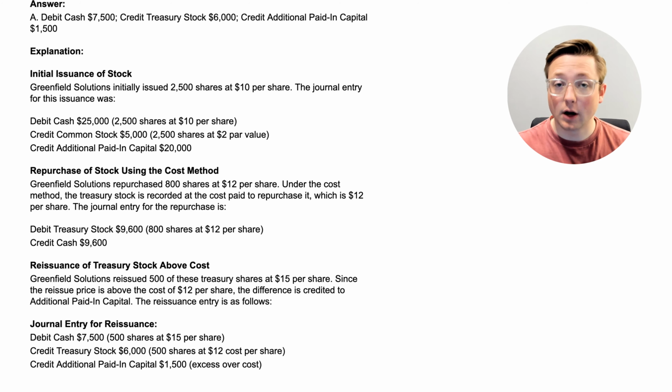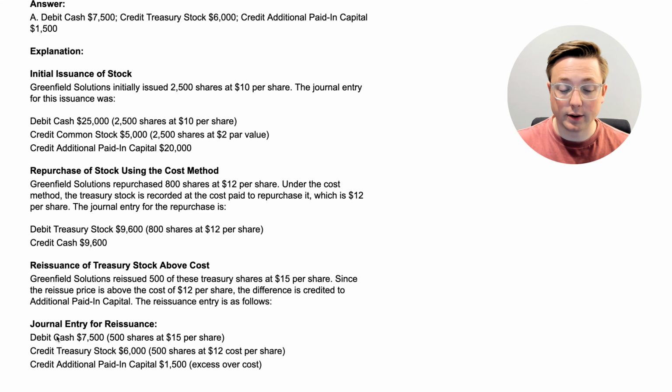Again, remember with the cost method, the repurchase of Treasury stock is not that difficult. You just record it at the 800 shares that were repurchased at $12 per share because that was the purchase price, and it's $9,600. That's all you have to do there. Not too bad. Now let's go down to the reissuance. This is a little bit different than the par value method for reissuing Treasury stock. They reissued 500 shares at $15 per share.